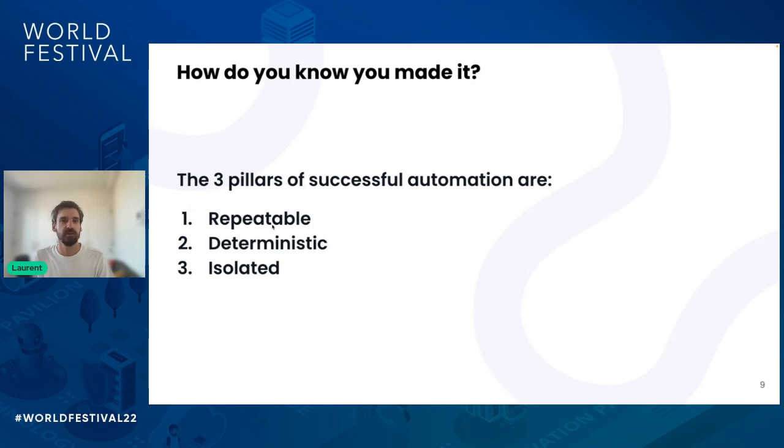The three pillars of a successful automation: it has to be repeatable. So you have an automation scenario to sign up. You should be able to replay it and it should yield the same results.